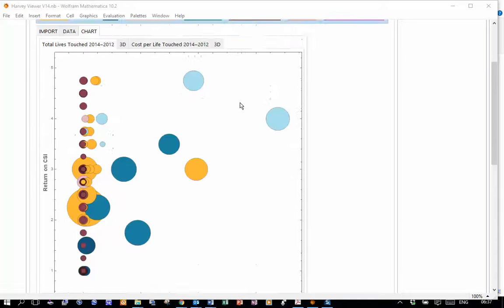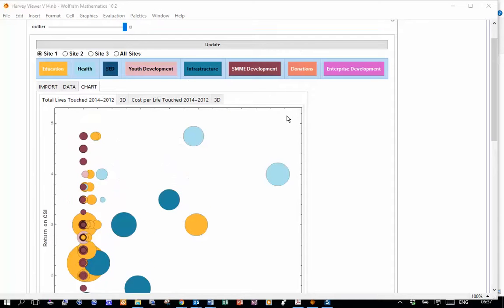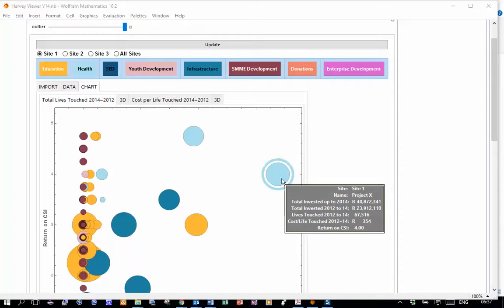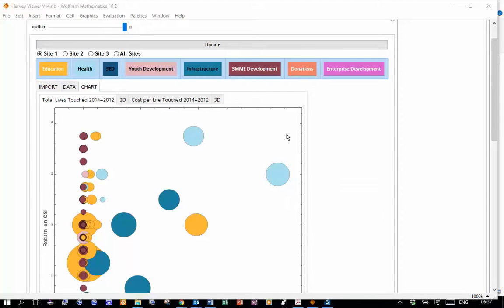So the objective then is to be able to have all of your projects in the top right-hand corner with the smallest bubble size, indicating the smallest investment. So this we refer to as the magic quadrant, where ultimately you want to try and have all of your projects sitting in the top right-hand corner.